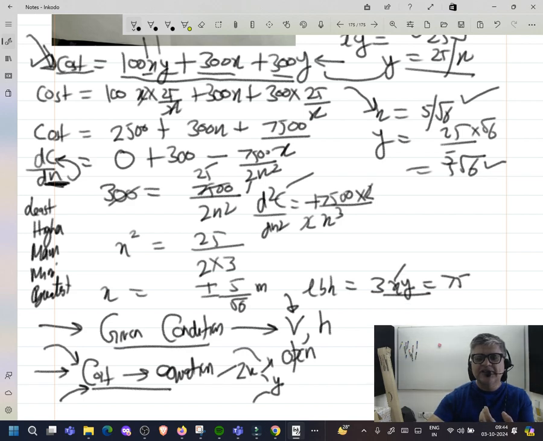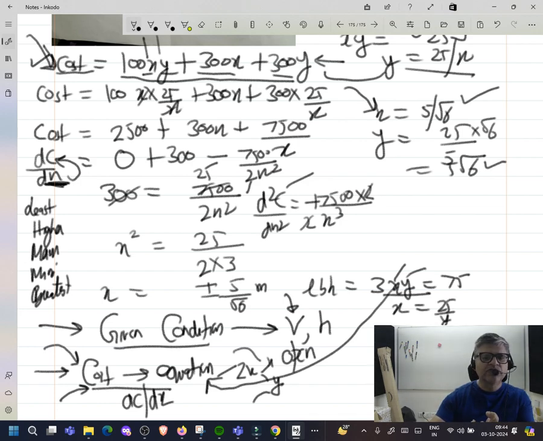And then we used the relationship between x and y and substituted in the cost. And then we took the derivative dC by dx. We could have also done dC by dy, provided we had eliminated x here, right? We could have written x is equal to 25 by y, and the whole equation would have become in y. So this is the way you need to approach it.